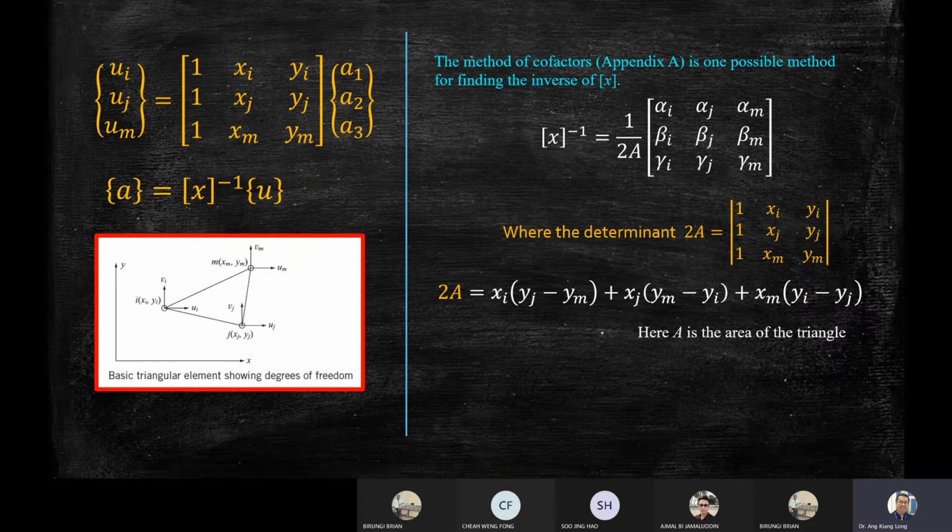So you get this one and so on. So basically, what is A? A is the area of the triangle. By using this matrix determinant, you manage to find the area of the triangle by using this equation.